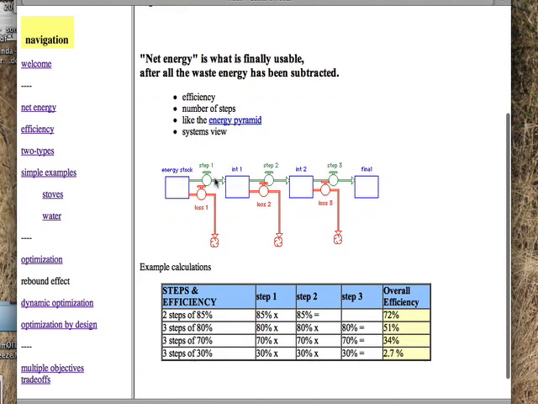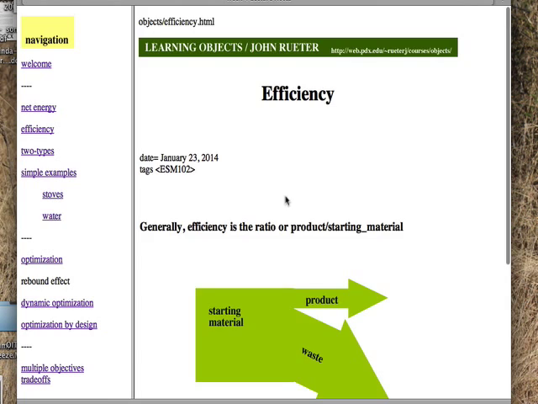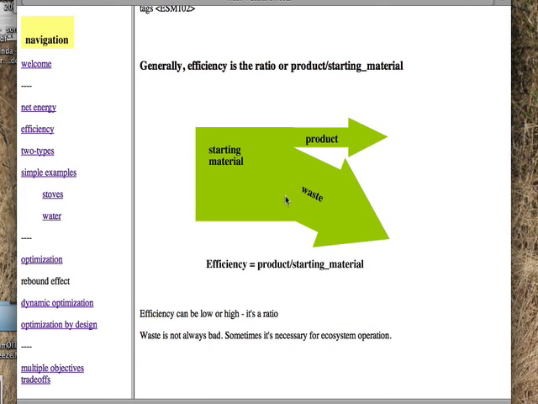So first of all, just remember from last week that the amount of net energy that we get out of a process, overall energy process, is related to the number of steps, and that the efficiency at each step decreases what's available for use in the next step. This is just a quick review because it goes along with our definition of efficiency that we're going to use, which is that generally it's the starting material, the amount of product, and the amount of waste, and the efficiency is the product divided by the amount of starting material.